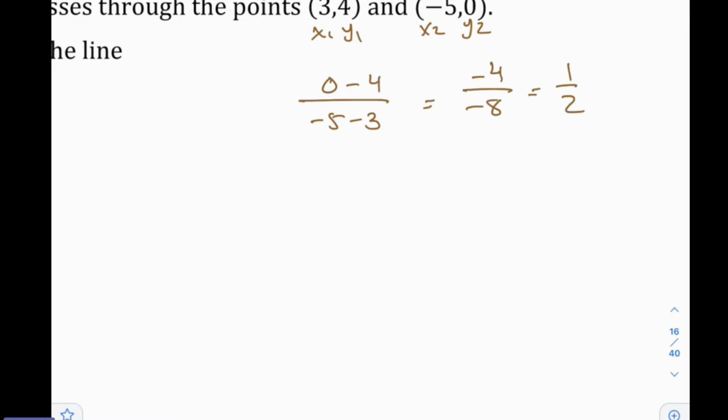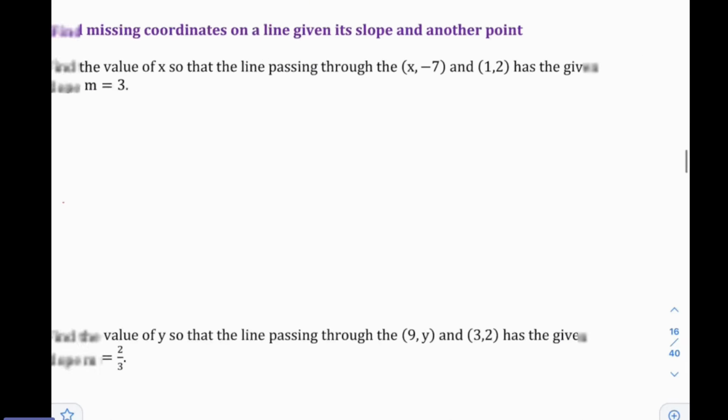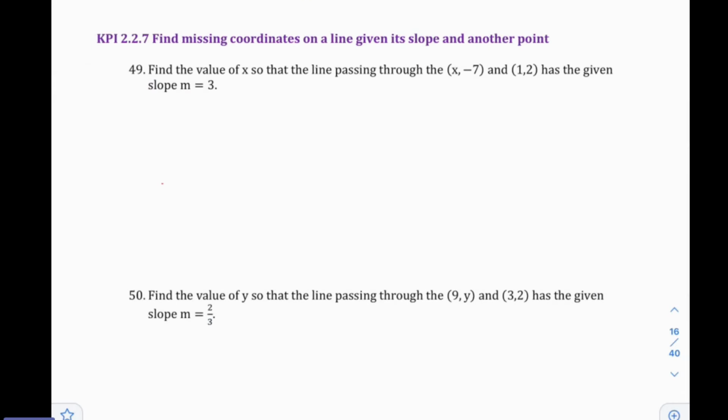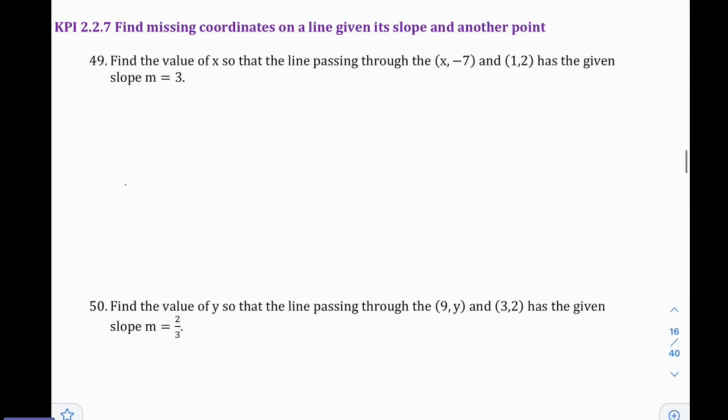Simplify. 4 over 8 is half, not 2. Remember that. Now, this is a good question because it combines the idea of the slope with proportions as well. Find the value of x so that the line passing through these points has the given slope of 3. So we have 2 points. One of the coordinates is unknown, and we have the slope. So this is the slope formula that we know.